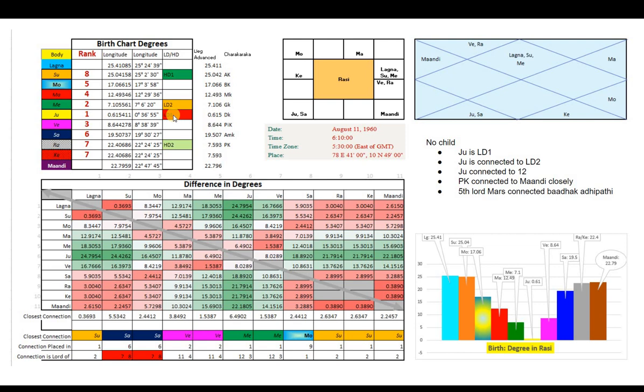LD1 is the lowest in degree of the first order, where you call the lowest in degree the Dara Karaka, if you consider Rahu Ketu properly also. But GK astrology doesn't consider Rahu Ketu, as I said, in the reverse direction for the degree calculations. So Jupiter being LD1 is a big problem. LD1, the lowest degree, is always a weak planet.